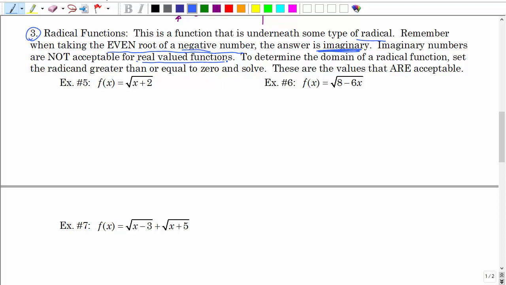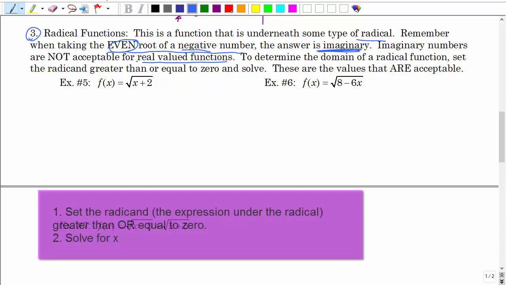So how are we going to get the domain of a radical function? And again, we're looking at even, odd. That's a whole different story. So let's look at even radicals, mostly our square roots. So let's see, what does it say? It says to determine the domain of a radical function, set the radicand, that's the part underneath the radical, greater than or equal to 0 and solve, and this is going to be our domain.